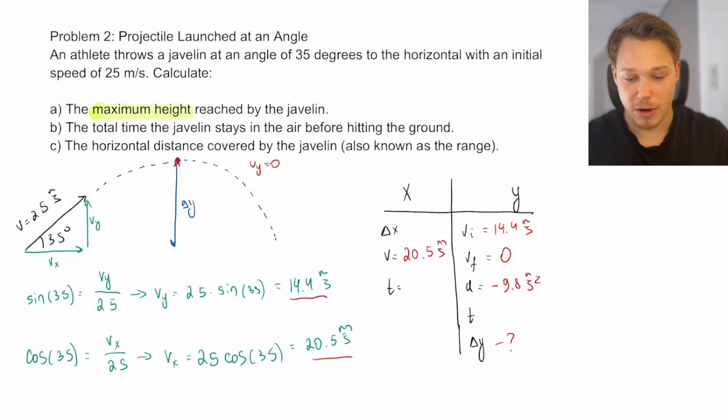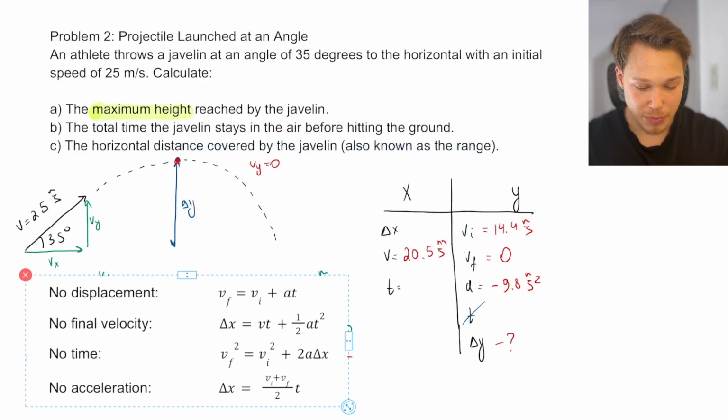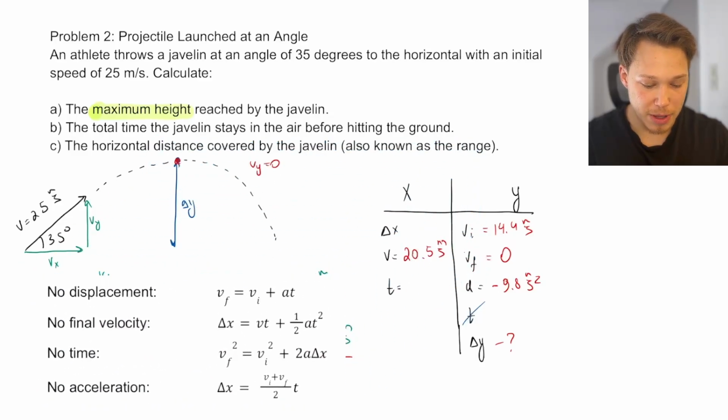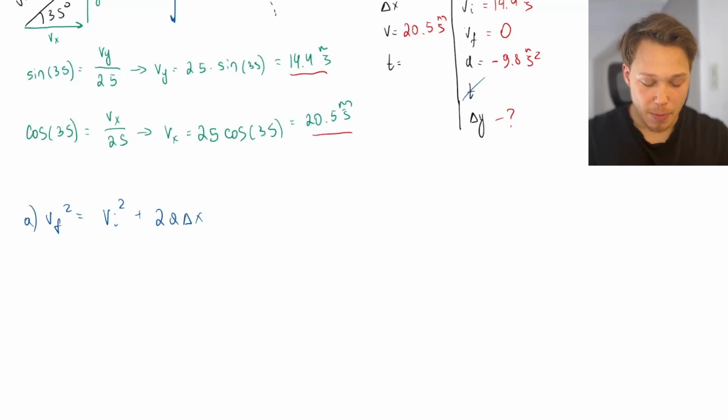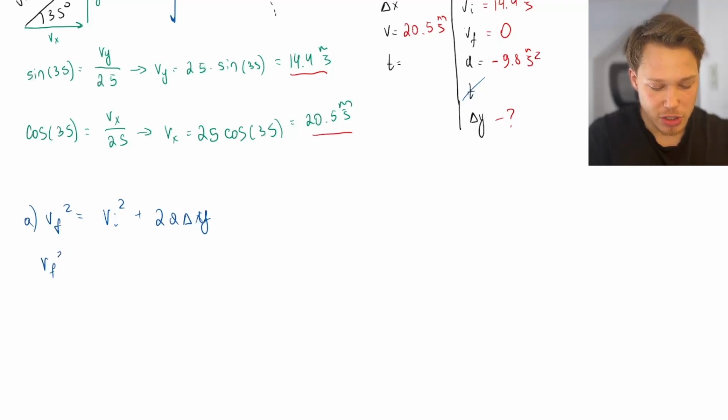So for now, the variable we don't care about is time. Let's take a look at our equations right here. If we don't care about time, we should pick the third equation right here. Final velocity squared is equal to initial velocity squared plus 2a delta x. Or we can call this delta y, right? Because it's the displacement in the y direction. So let me subtract initial velocity squared from both sides. Then divide by 2a on both sides.